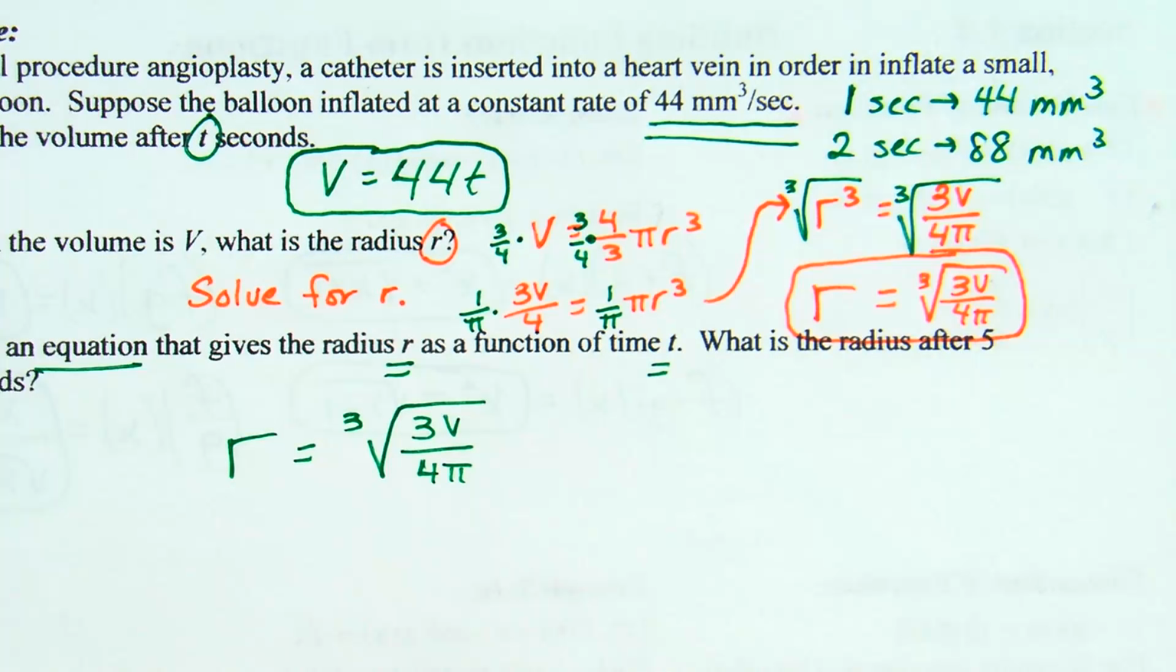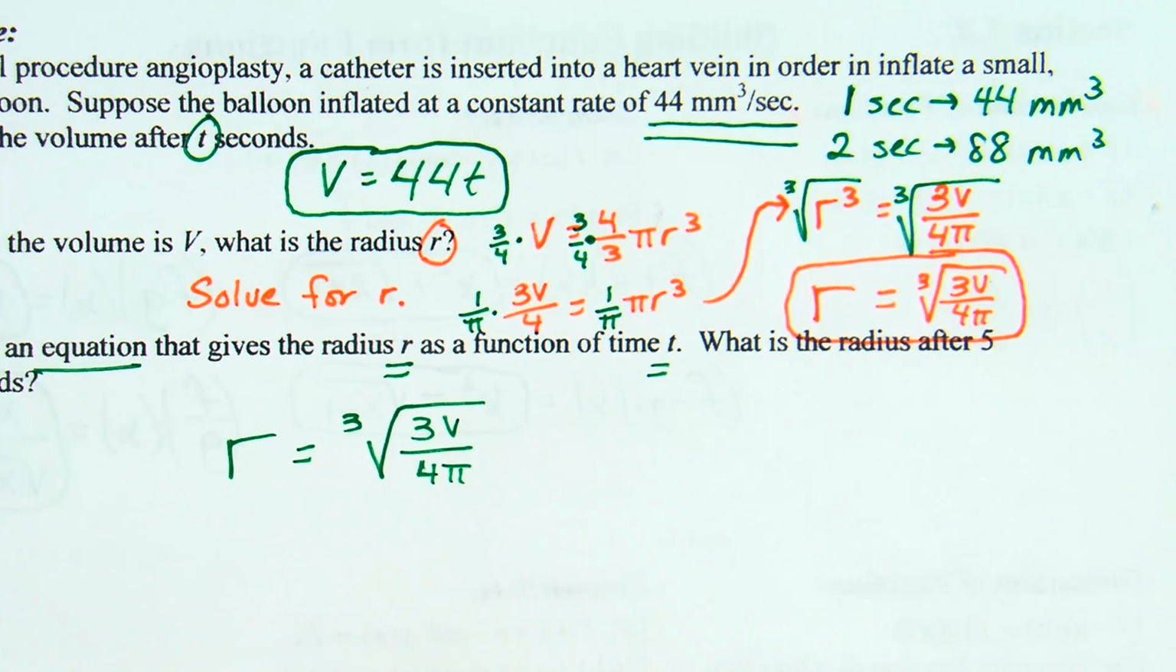However, so right now, this is an equation that gives us r as a function of v, because it's r equals and it has a v in it. I don't want a v in it, though. I want a t in it. How can we rectify this? You see it, Jacob?